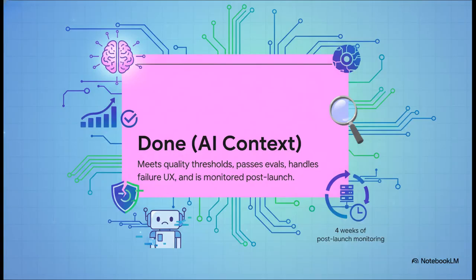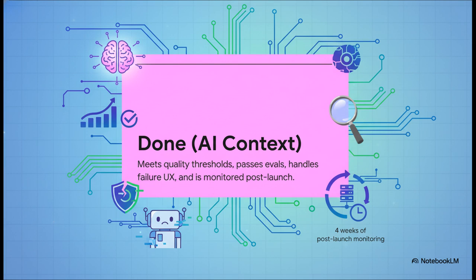And this brings us to a massive paradigm shift, redefining what done actually means. In traditional software, shipping the code to production pretty much means you are done. Well, in AI, done is a comprehensive quality and readiness state. It means shipping the code, yes, but it also strictly requires meeting the model quality thresholds, completing all evaluations, successfully handling the failure UX, and most importantly, committing to 4 weeks of daily post-launch production monitoring.